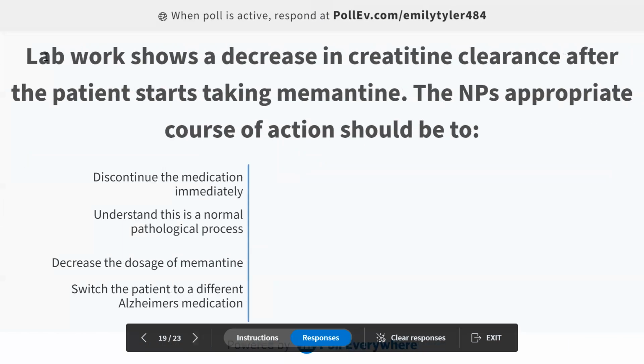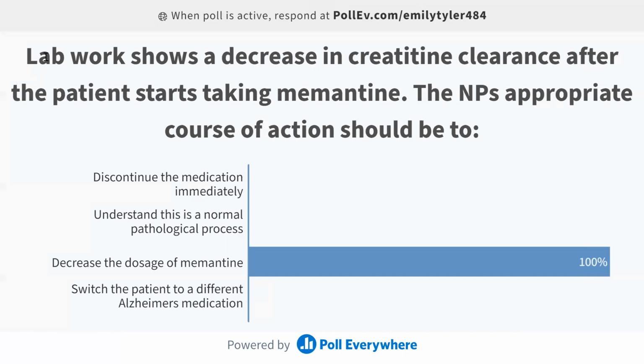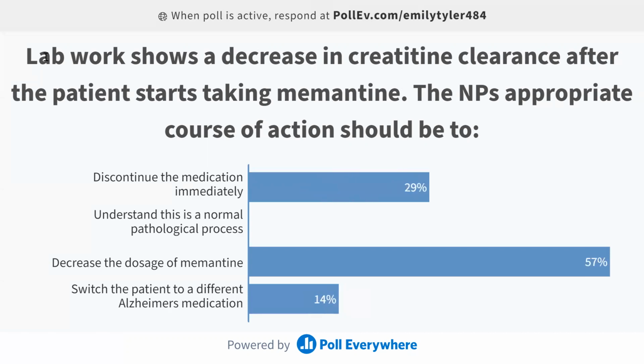Lab work shows a decrease in creatinine clearance after the patient starts taking memantine. The appropriate course of action would be to do what with your medication? We just want to decrease the dose with most medications. Usually we just have to alter the dose. We'll do a renal dosing of this medication.